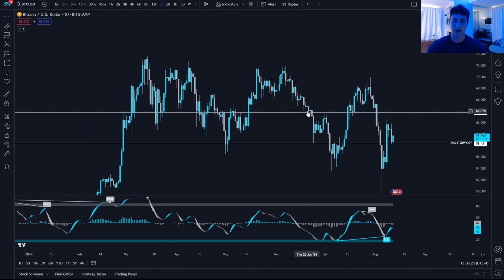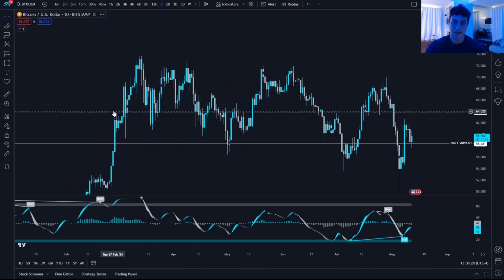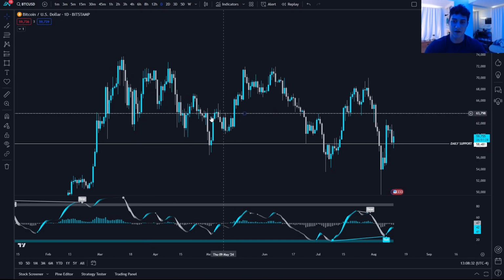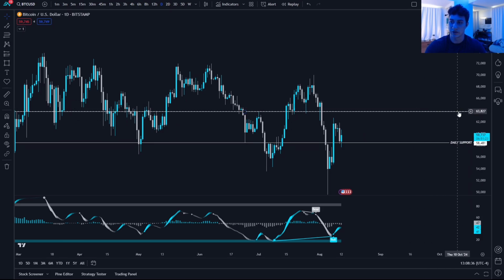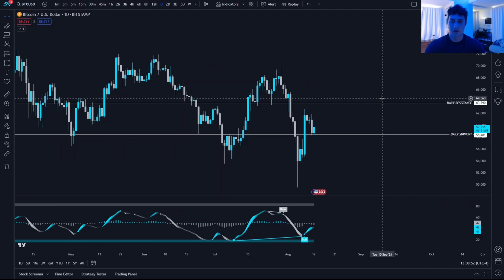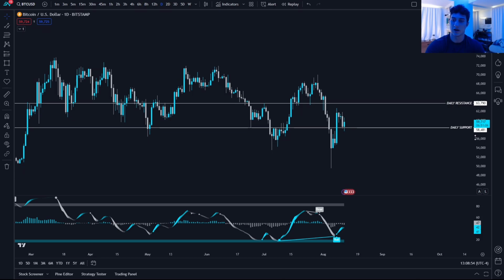And you always want to look left as well, right? If we look left, you can clearly see this was resistance, support, resistance. So this is a very well-respected level. The 64K level is going to be a daily resistance. So this is good enough for now, right? We don't have to draw a ton of lines on our chart.